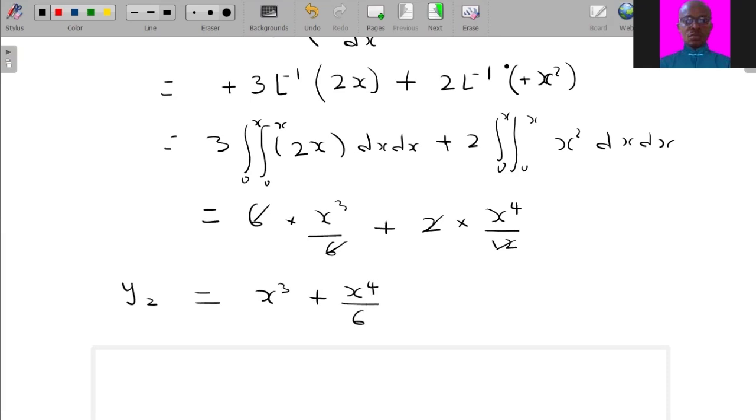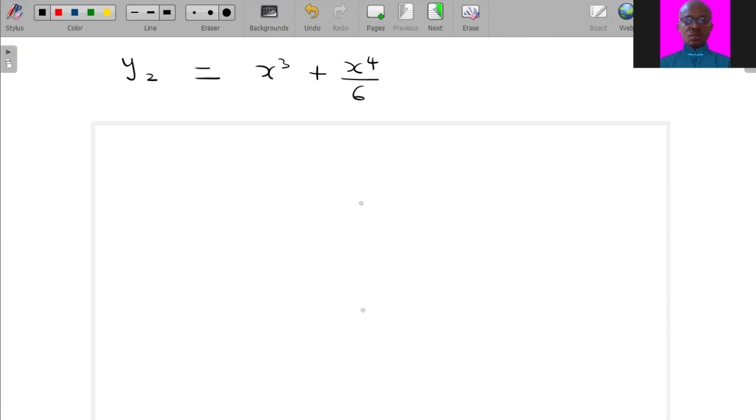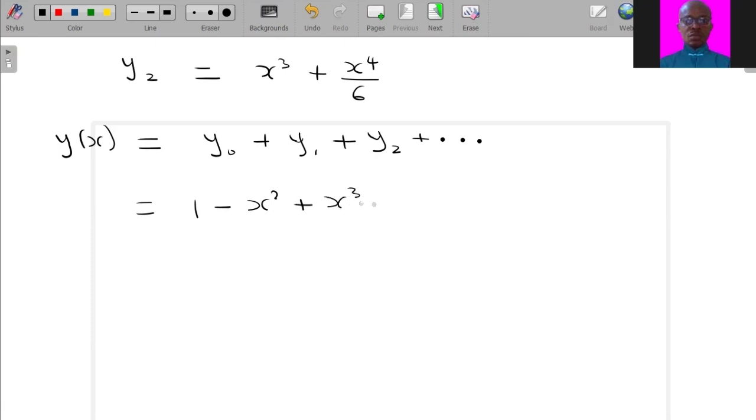So collecting all the results together, we have our y of x is going to be y0 plus y1 plus y2. More terms can be obtained. So this will be 1 minus x squared plus x cubed plus x raised to the power 4 over 6, which is the solution of the initial value problem.